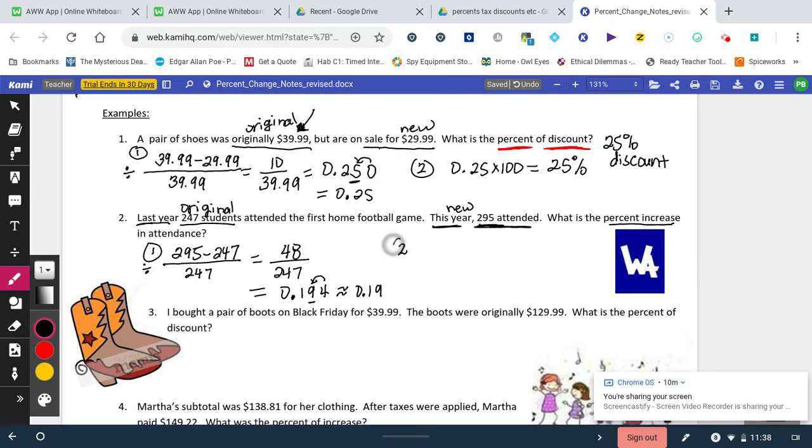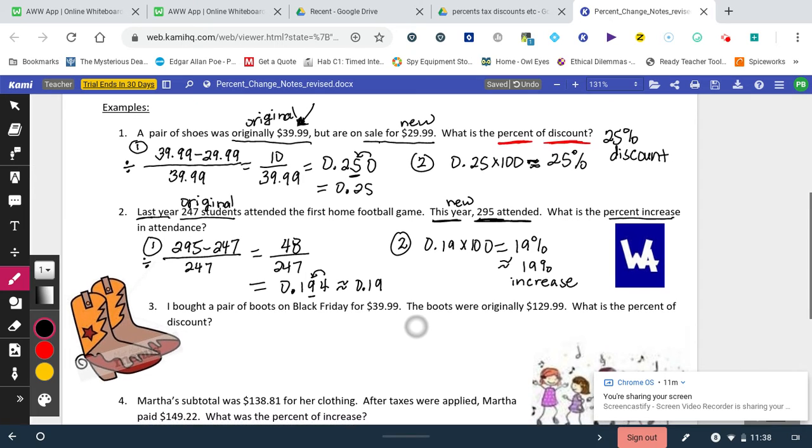Now I got step 2. Then I have step 1. So step 2 says take that 19 hundredths and multiply it by 100. Well, that gives me 19%. And it's approximately 19%, guys, because we rounded it right here. Okay. This was an approximation too, because we rounded. Okay. All right, so that's going to be our approximately 19% increase. And that's all you do. Make sure you put your percent sign on the end of it.